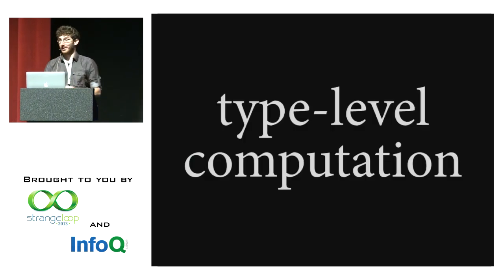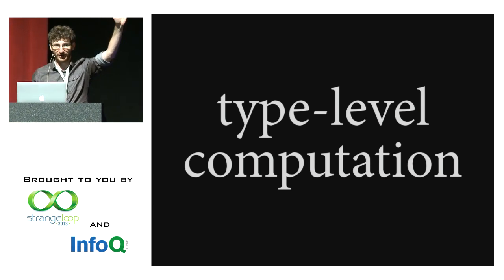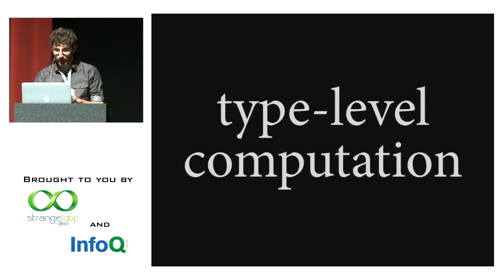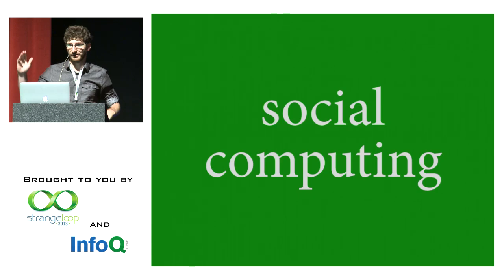How about type-level computation, like dependent types? Who thinks that's awesome? All right, cool. We got clapping, some strong enthusiasm, but like half the hands. OK. How about social computing, like Stack Overflow? Who thinks that's awesome? All right, so now it's like the other half of the hands.